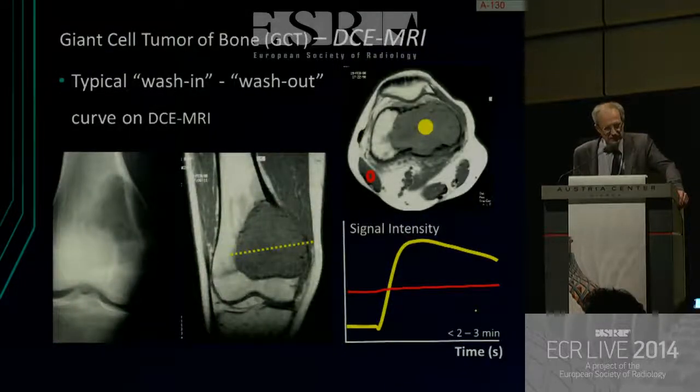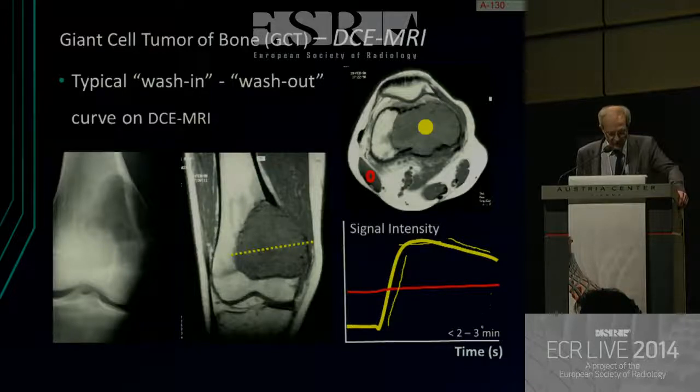These tumors on dynamic contrast enhanced MRI will have a typical high first pass, a very short plateau phase, and a very early washout within the first 2 minutes after enhancement. So typical on dynamic MRI, giant cell tumor of bone.